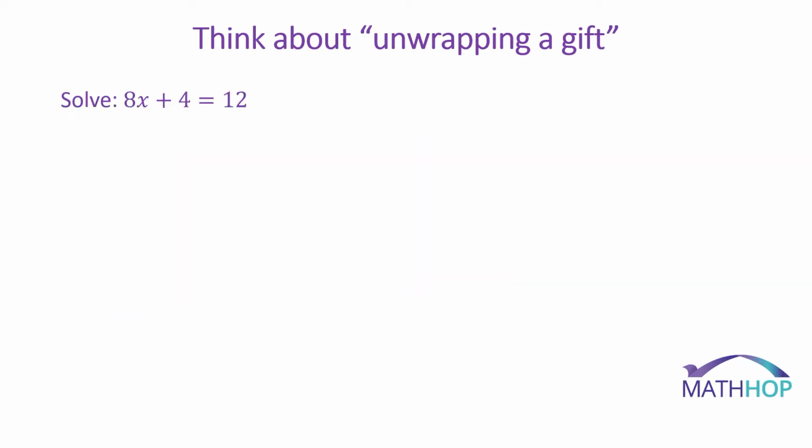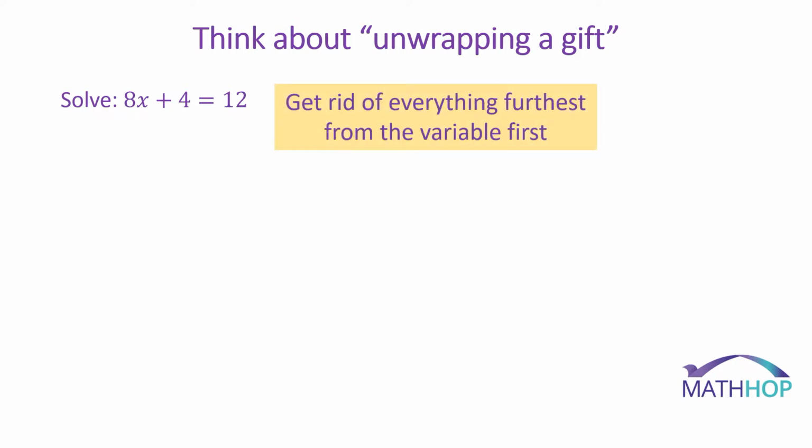So to solve 8x plus 4 equals 12, we are going to get rid of everything furthest from the variable first. And in this case, it's not too bad. It's just that 4. Here we have x, we have 8 that's multiplied to it, and we have a 4 that's added to it. This is the furthest. We are going to take care of that. This is the ribbon. We're going to get rid of that before the wrapping paper.